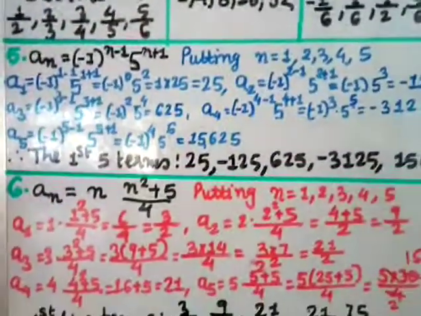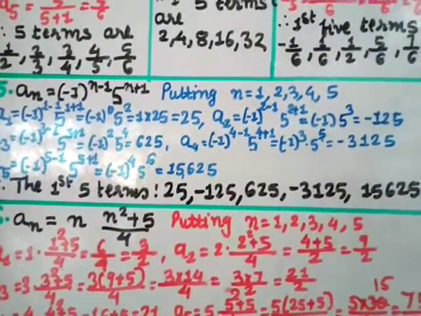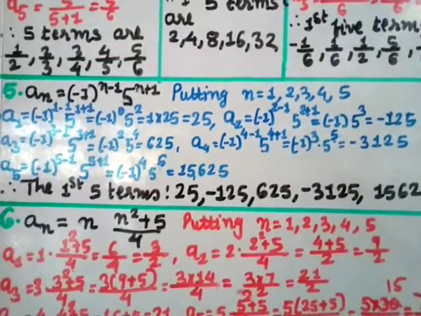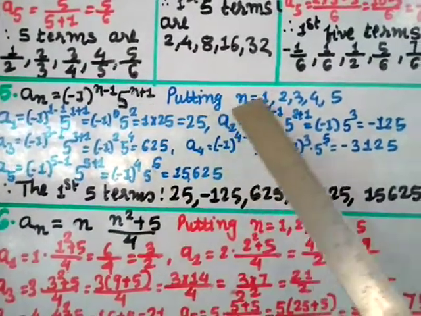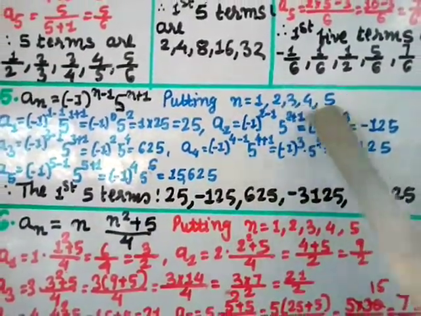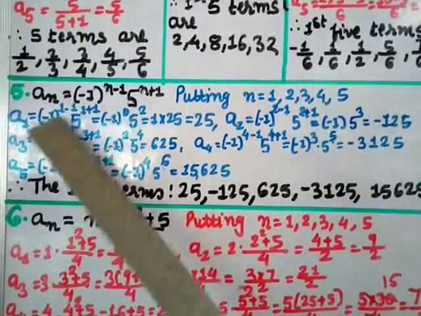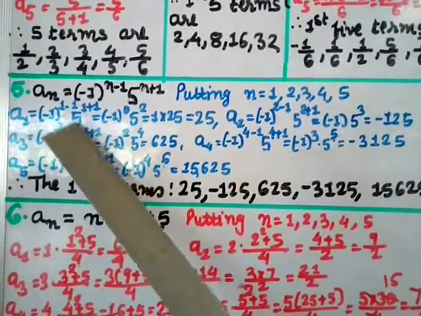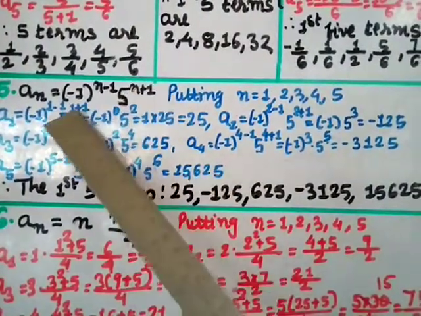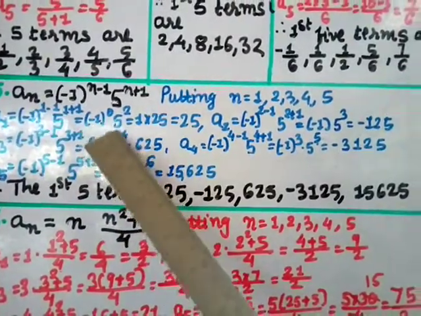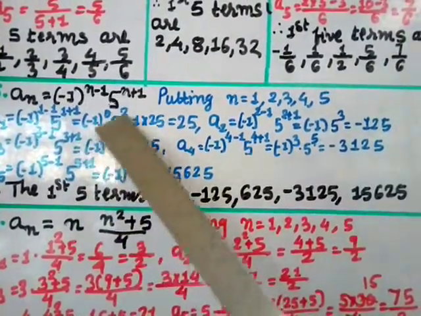Question number 5. The general term is an equal to (minus 1) power n minus 1 into 5 power n plus 1. So putting n equal to 1, 2, 3, 4 and 5. So start with n equal to 1. So put here 1. So a1 equal to (minus 1) power 1 minus 1 into 5 power n plus 1, that is 1 plus 1, equal to (minus 1) power 1 minus 1 is 0 into 5, 1 plus 1 is 2. So 5 square.